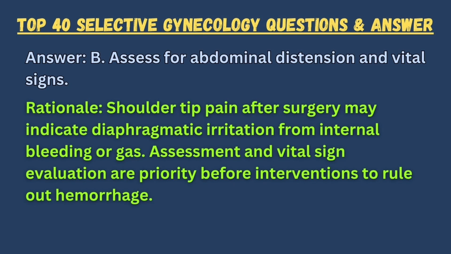Answer. B. Assess for abdominal distension and vital signs. Rationale. Shoulder tip pain after surgery may indicate diaphragmatic irritation from internal bleeding or gas. Assessment and vital sign evaluation are priority before interventions to rule out hemorrhage.